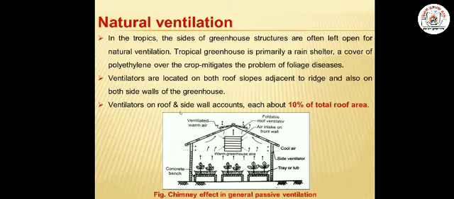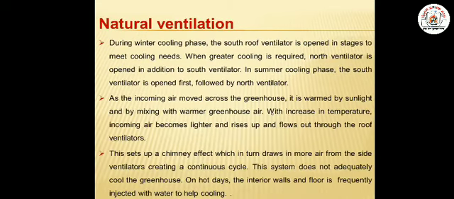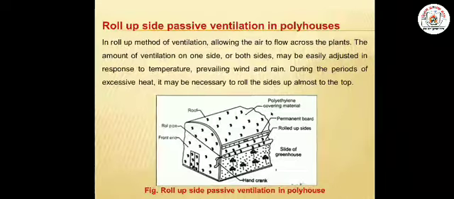Ventilators on the roof and sidewall account each for 10% of the total roof area. Remember this for objective. And how the chimney effect takes place in case of natural ventilation. Then we have seen in short about roll-up side passive ventilation, this rolling curtain arrangement on both sides of the ground structure. How it works, we have to remember.